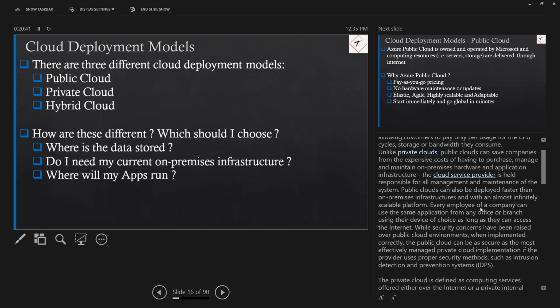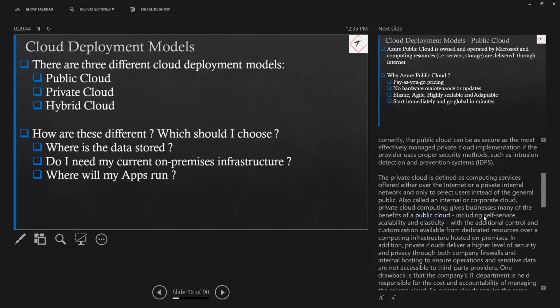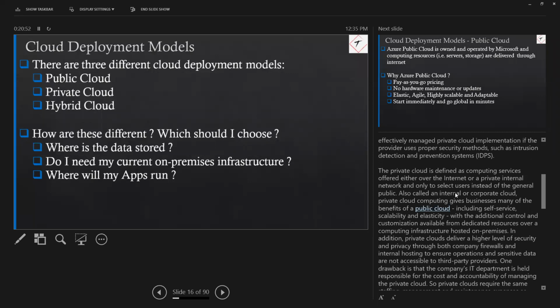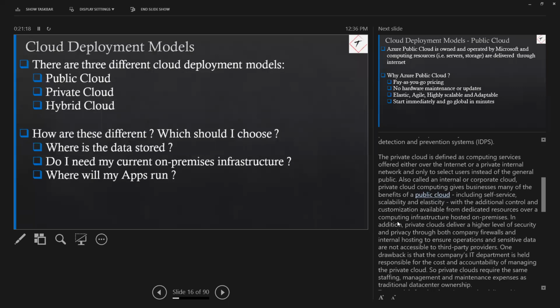So private cloud is defined as a computing service offered either over the internet or a private internal network, and only to select users instead of the general public. Also called an internal or corporate cloud. Private cloud computing gives businesses many benefits of a public cloud, including self-service, scalability and elasticity, with additional control and customization available from dedicated resources over computing infrastructure hosted on premises.